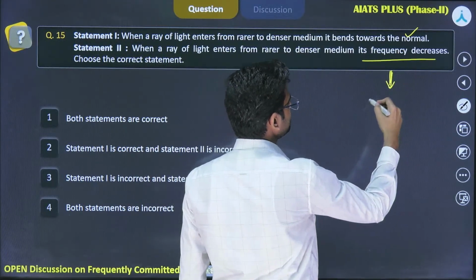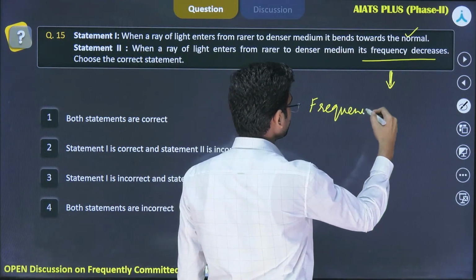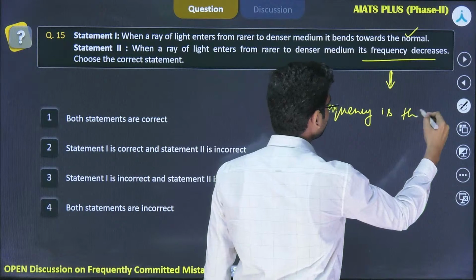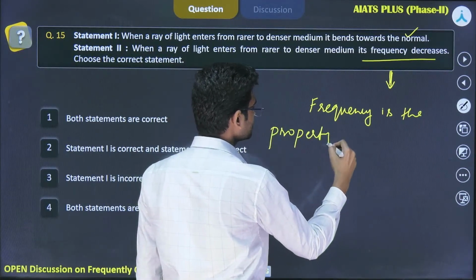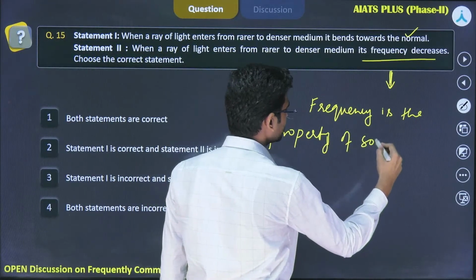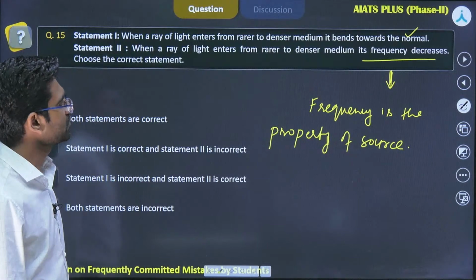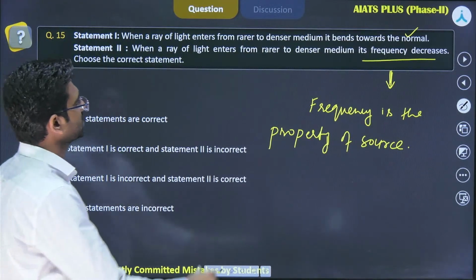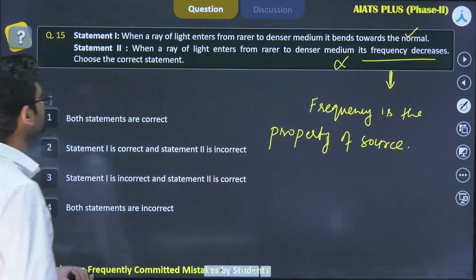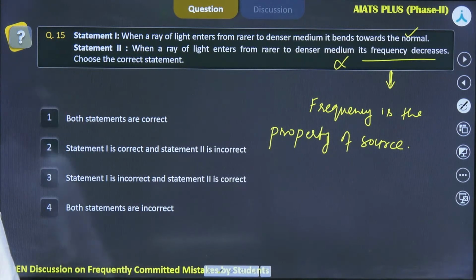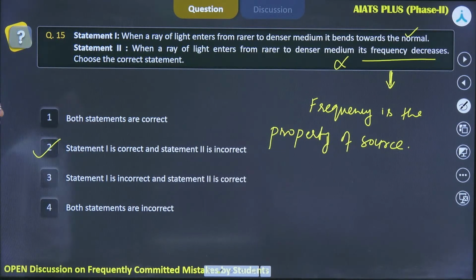It remains constant. Why? Because frequency is the property of source, right? So since it is a property of source, it cannot be changed afterwards. Okay, so frequency remains constant. That's why this is a wrong statement. So statement 1 is correct and statement 2 is incorrect. What should be the answer? The answer is 2. Statement 1 is correct and statement 2 is incorrect.